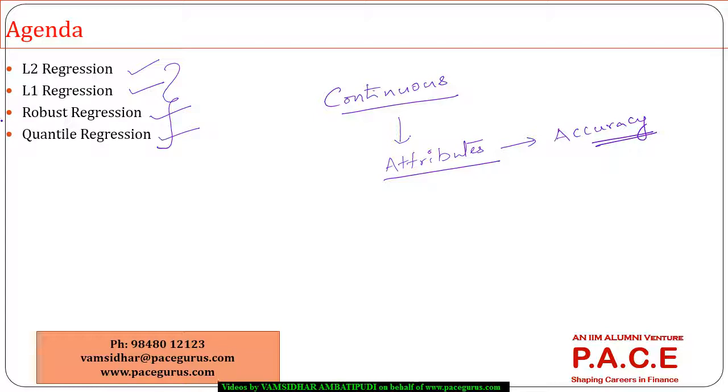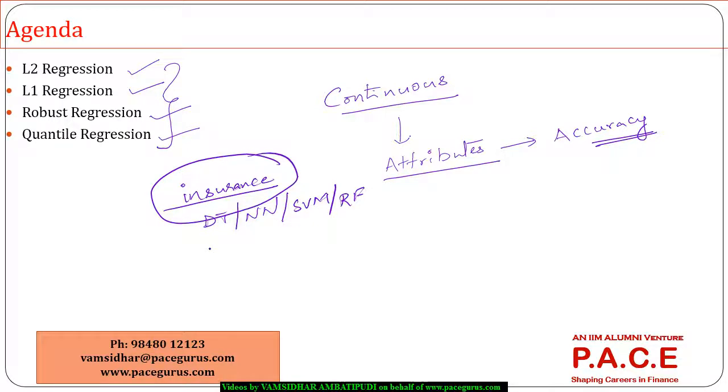The data set that we are considering for this purpose is the insurance data set, which we have used for various applications earlier as well. We have used it in decision trees, neural networks, support vector machines, and random forests. Wherever we had an opportunity to look at a response variable which is a scale or numerical variable, we have used this data set.